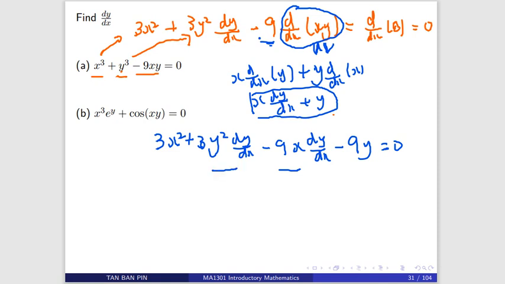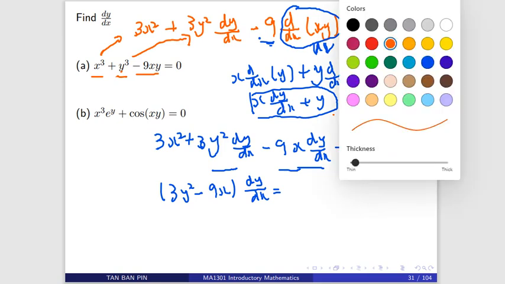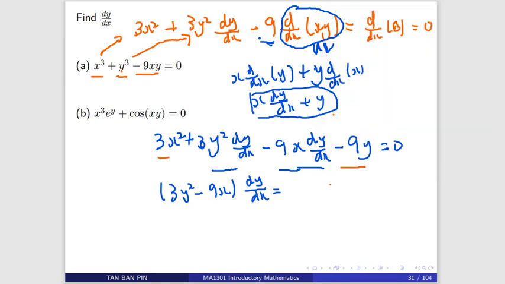And then these two terms involving dy/dx you put together. So it's 3y squared minus 9x, dy/dx equal to, and then the 9y and the 3x squared you bring to the right hand side. Minus 9y becomes 9y. 3x squared becomes minus 3x squared. And you can divide by 3. So it's y squared minus 3x, then dy/dx equal to 3y minus x squared.